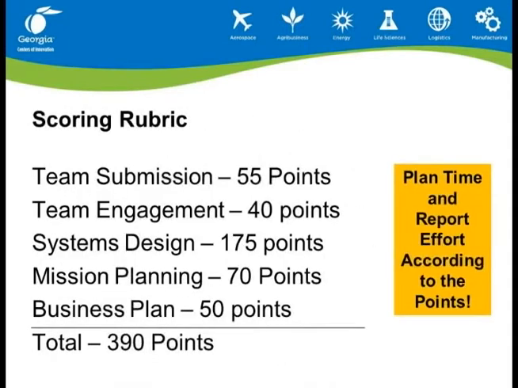So the scoring rubric lays out the points that you get for all the various questions that are asked in this challenge. Team submission is 55 points. Team engagement is 40 points. Systems design, the big point getter in this challenge, 175 points. Mission planning, the second biggest one, 70 points. And finally, your business plan, for a total of 390 points.